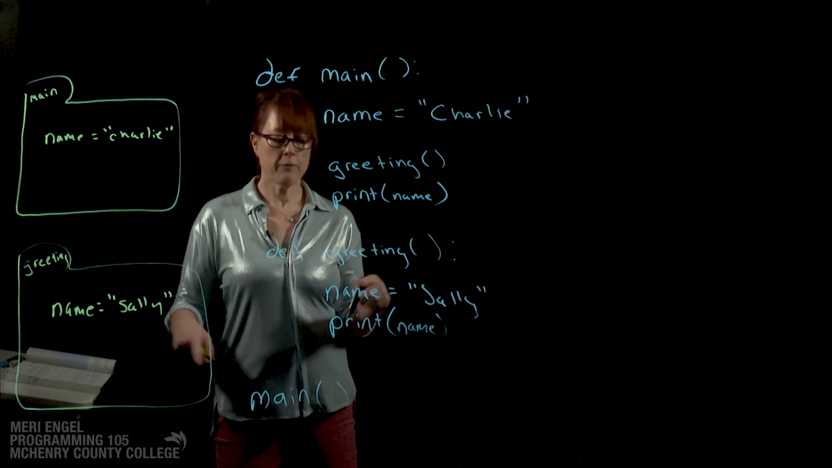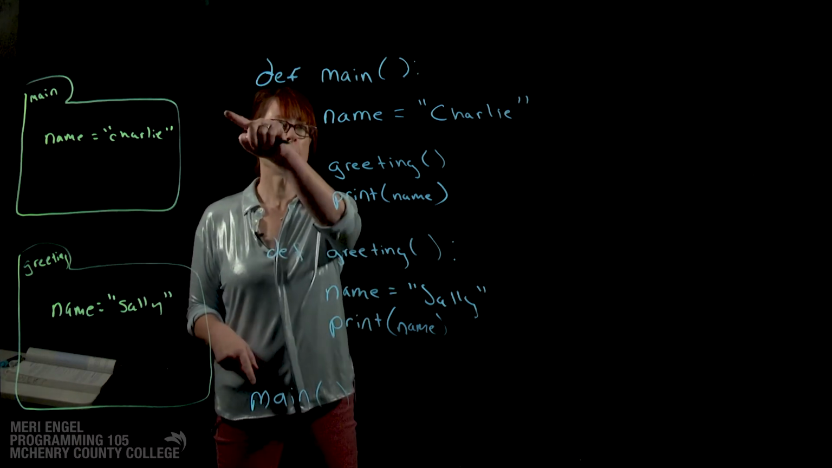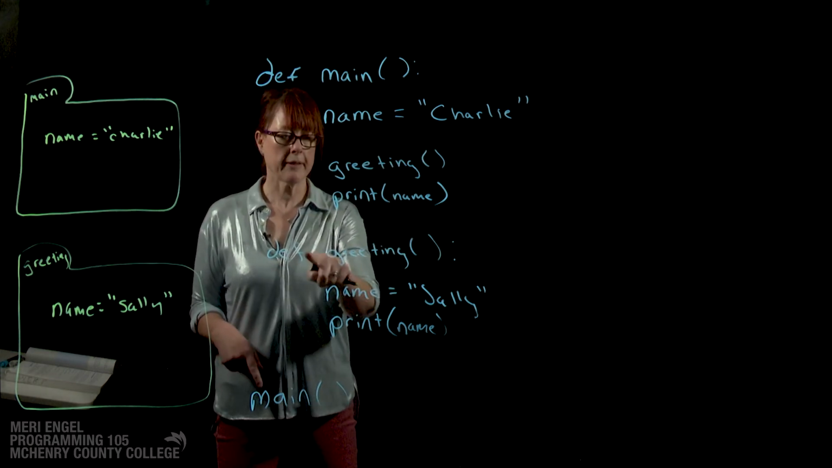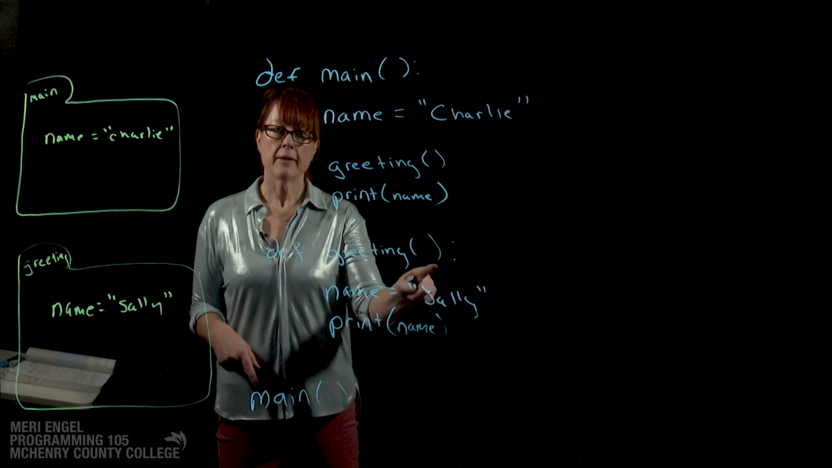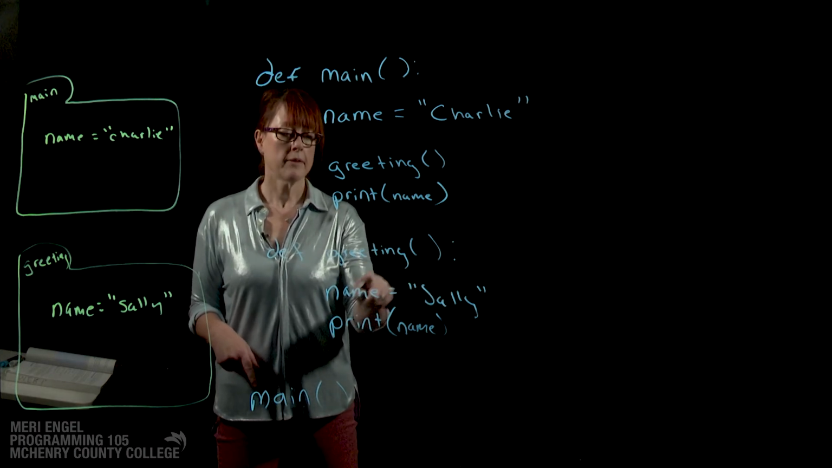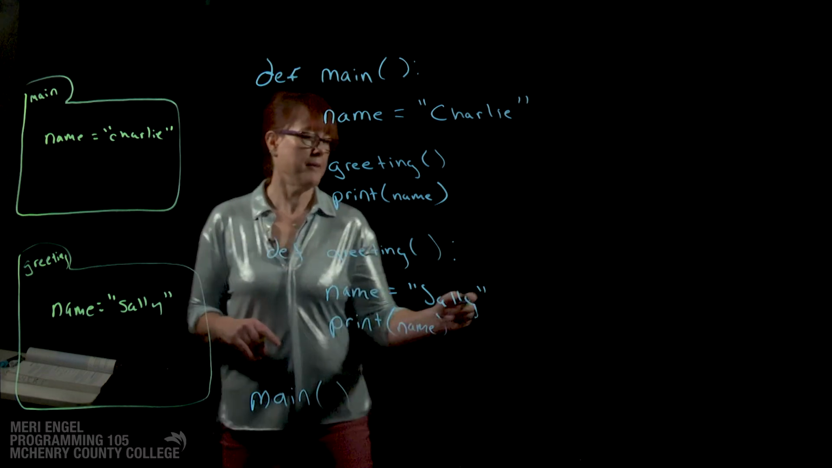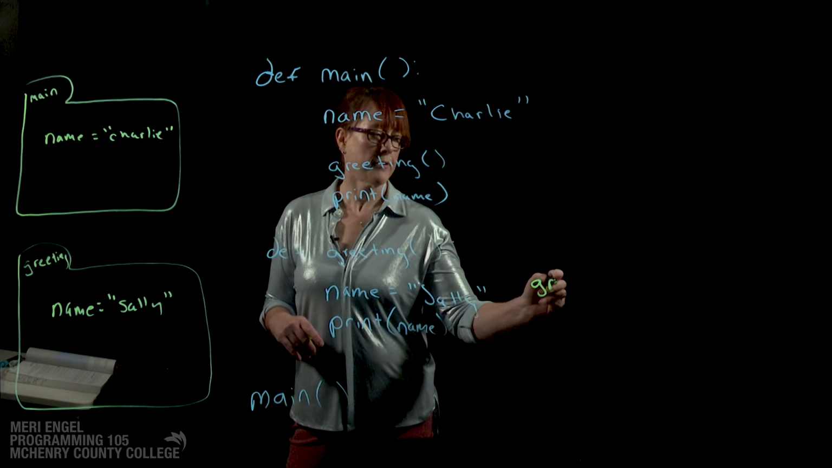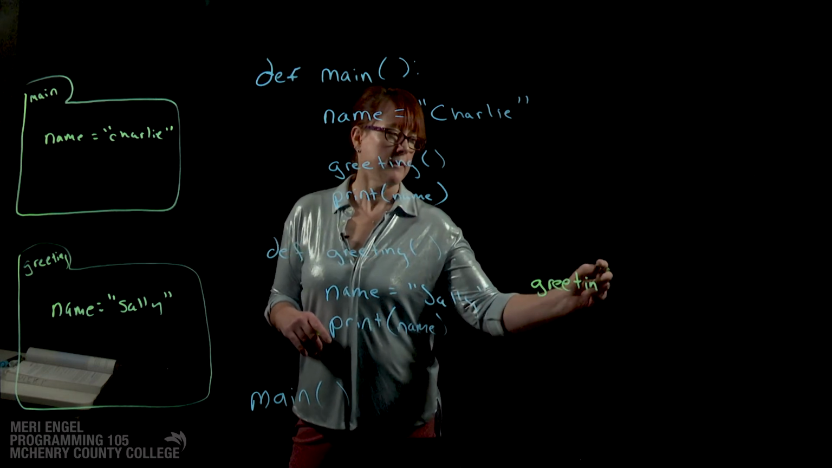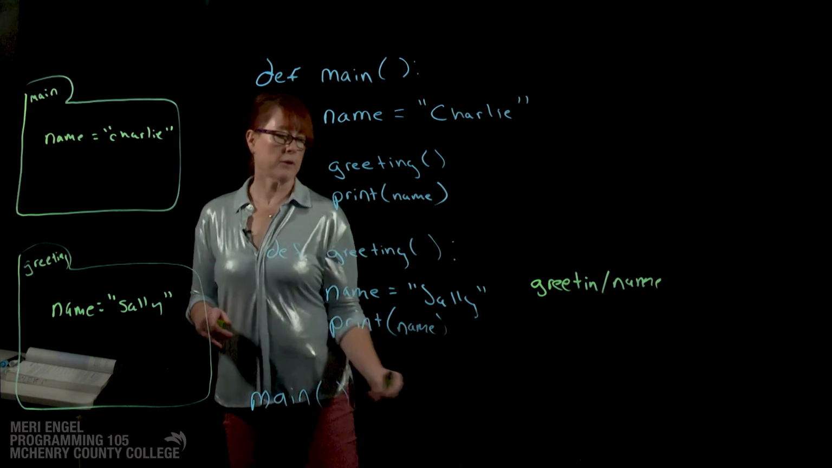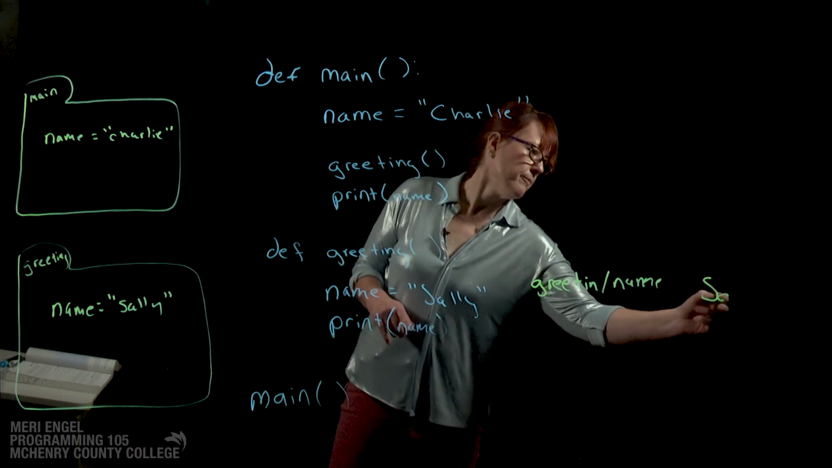So if we print, we'll go through the logic. We're in main, name equals Charlie, that's fine. Greeting, okay, we're going down to greeting. We're in greeting, name equals Sally. This is not replacing Charlie, it's a new definition. So when we print name here, you can think of it as, if we were doing a file path, greeting/name. So what would print on screen here would be Sally.